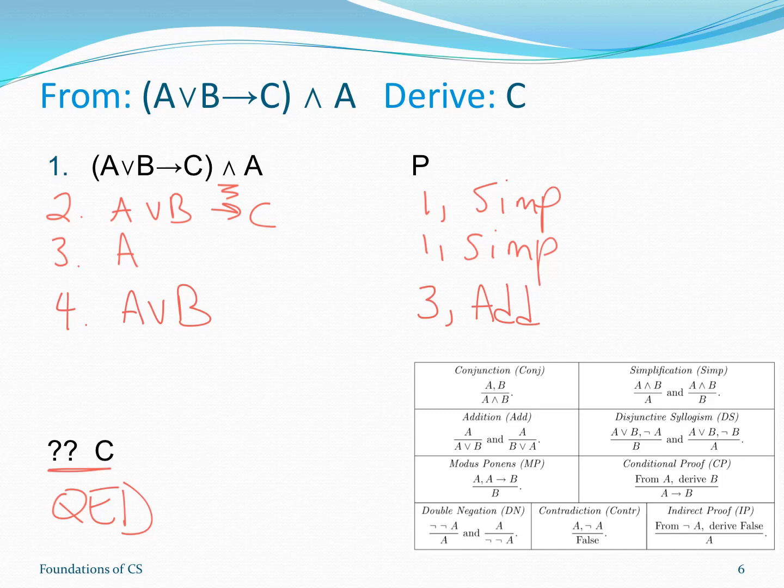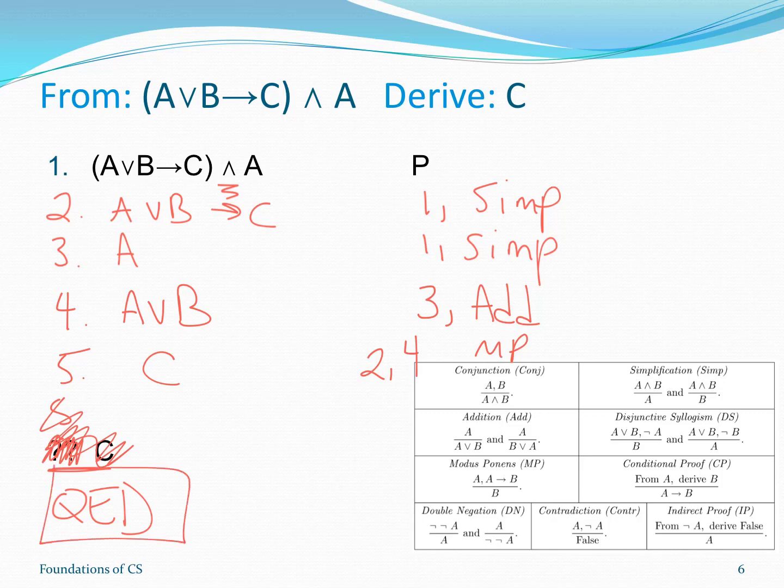And so then this will actually be line, why don't I cross it out and write it up higher? Line 5, I can now conclude C, and I'm concluding C based on, let's see, what have I got? Lines 2 and line 4 and modus ponens, and then make sure you put your QED at the end.